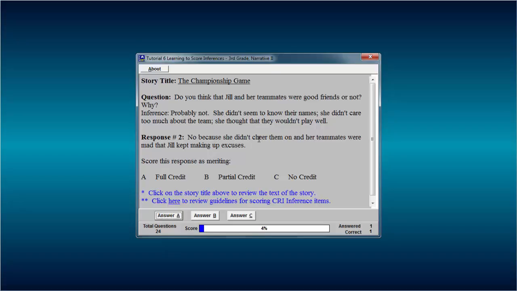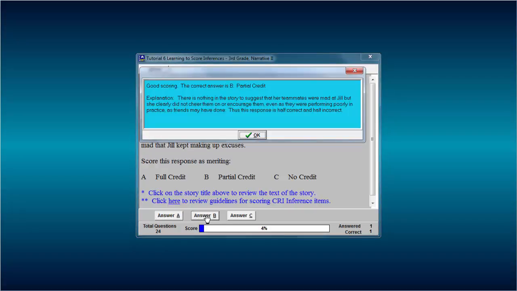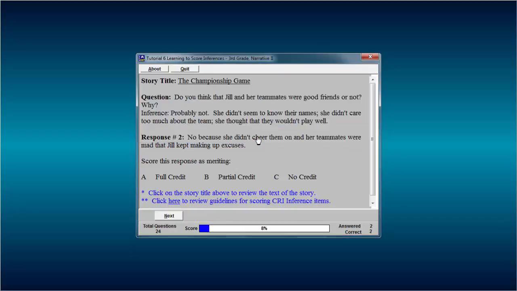Look at the first part. She didn't cheer them on. If she's a true friend, she would have provided some excitement. Good job. So this part is right, but her teammates were mad. There's no sign the teammates were mad because Jill made excuses. So here's an example of a partial credit. So I will click partial credit, and now I'm told yes, partial credit's the right answer. I click OK, and now I move on to next.